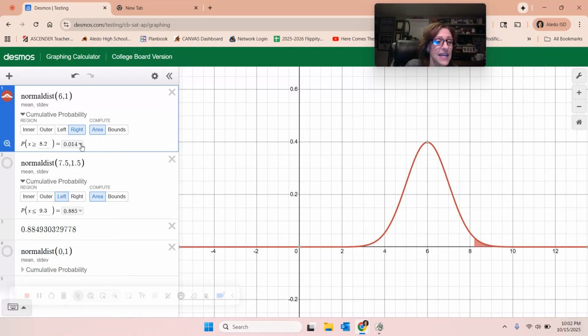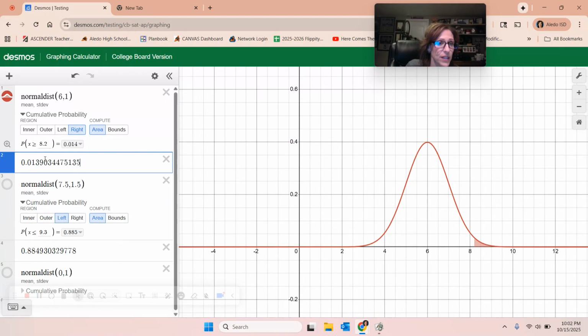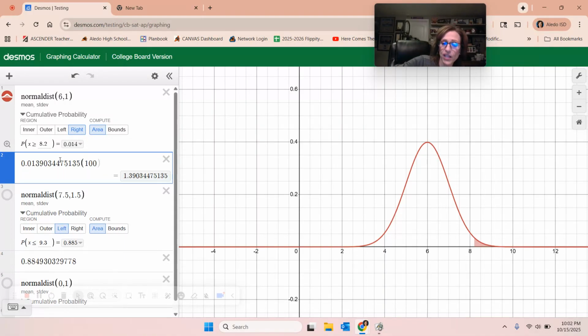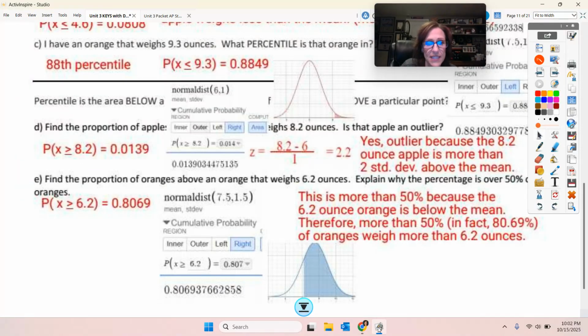In fact, look here, I'm going to copy and paste this down below. It is this number, 0.0139. And just so you can visualize it, if you multiplied it by 100, that is only 1.39% of apples weigh more than 8.2 ounces. Only 1.39% of apples weigh more than 8.2 ounces. Okay, let's see what's next.